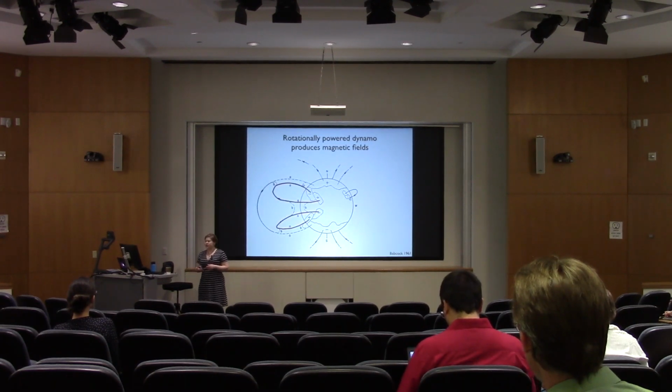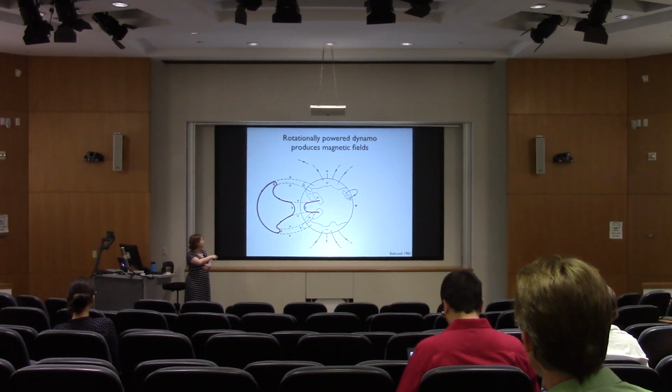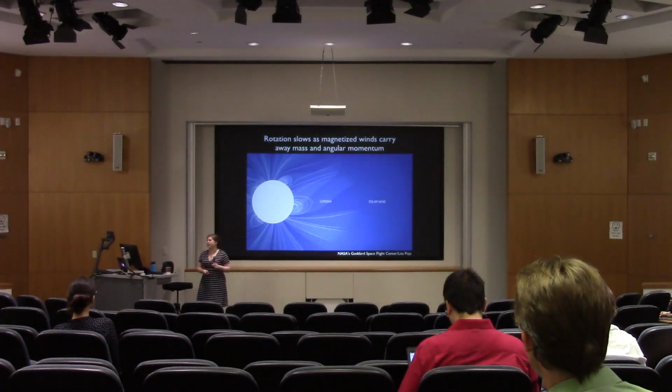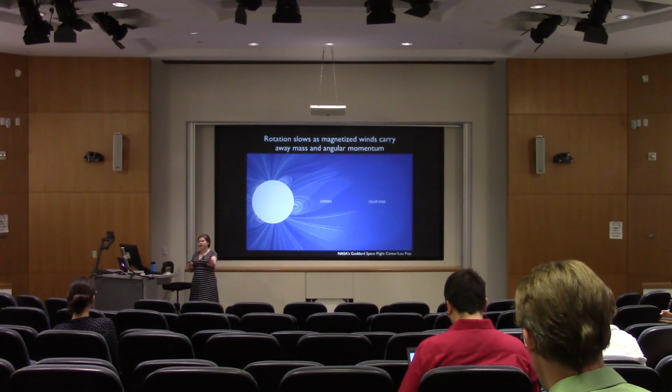And eventually, these loops reconnect. So if we take these two loops here, if they get close enough, they will reconnect, and you'll get one loop remaining on the surface, and some material and magnetic field being sort of blasted away from the star. And so as the star gets older, it starts to spin down, and as it, oh, wait, I'm getting ahead of myself. All right. So that's how we go from rotation to magnetic fields.